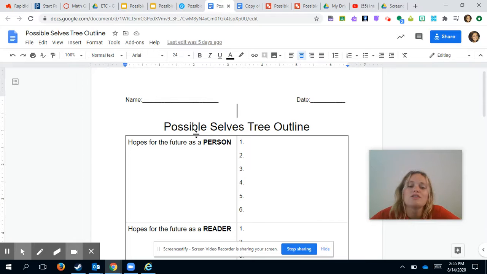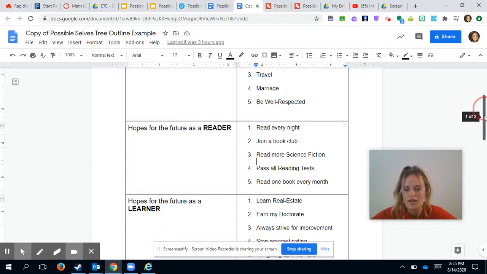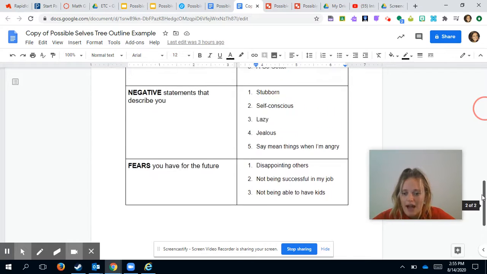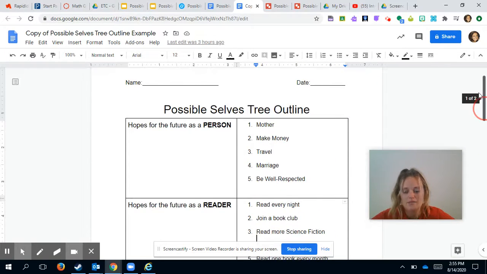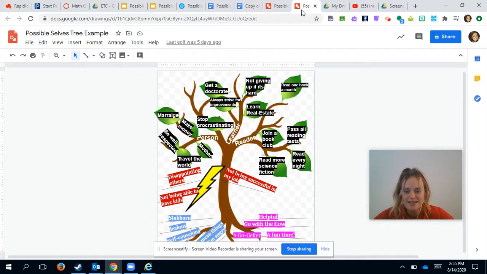All right, so obviously my possible selves tree outline was filled out as well. So now this is kind of where the fun part comes. Last video I showed you some examples of possible selves trees that you can draw on paper, and you can obviously still do that, but I wanted to show you some digital ways of how we can do the possible selves tree. So this is my digital possible selves tree.